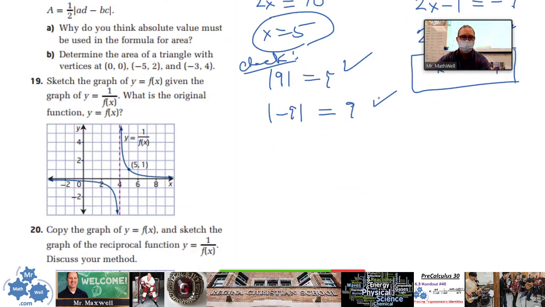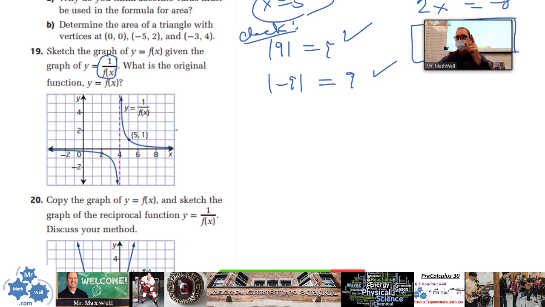Okay, sketch the graph of f of x given the graph of the reciprocal. So remember, 1 over f of x is the reciprocal. And actually, I noticed on your last test, a lot of you did this incorrectly. So listen up. If I give you a reciprocal function, graph the original function. The invariant points are where y equals plus or minus 1. Remember that? On the reciprocal graph, the asymptote is where the original graph was 0.